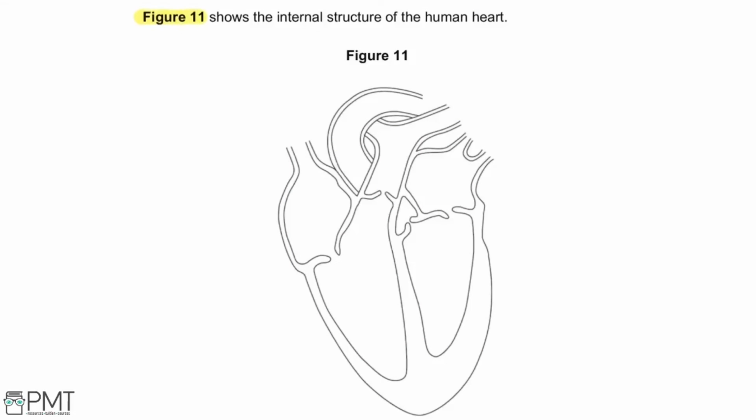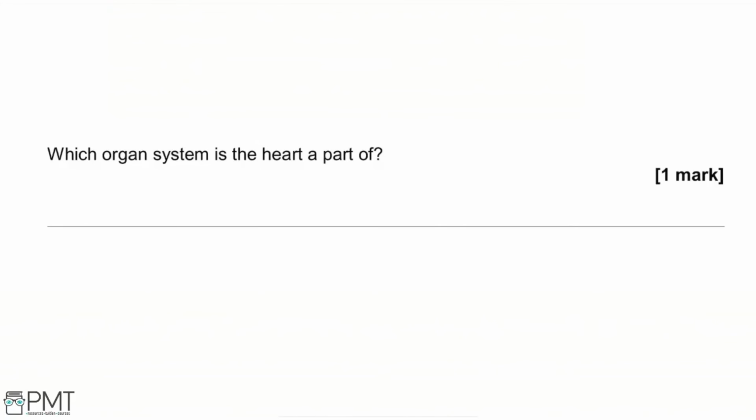Figure 11 shows the internal structure of the human heart. So here we have figure 11 and the heart diagram is just below. Which organ system is the heart part of? So the answer to this question is the circulatory system.